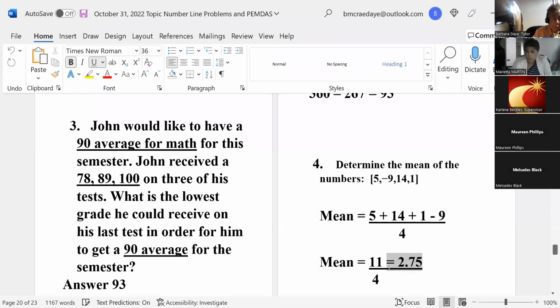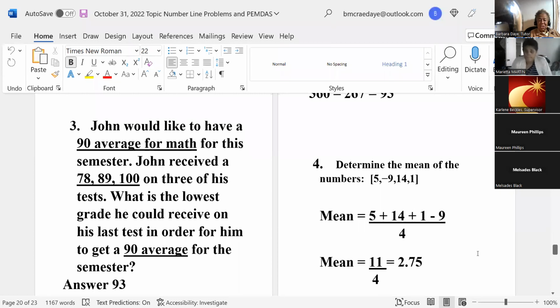That's your answer. Then think it up and I'll get it. Questions? When you're adding up signed numbers and you have negatives and positives, just add all your positives and subtract your negative. Right? 5 and 14 and 1 is 20, and 20 minus 9, like Maureen said, is 11. So you have 11 over 4. Got it?